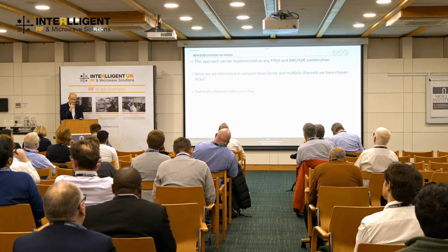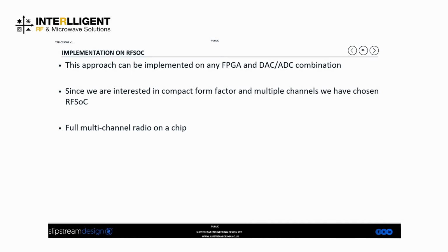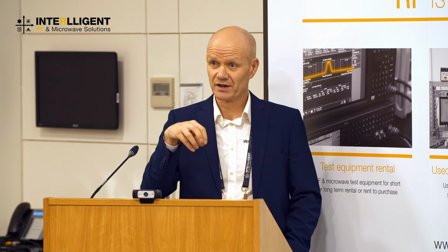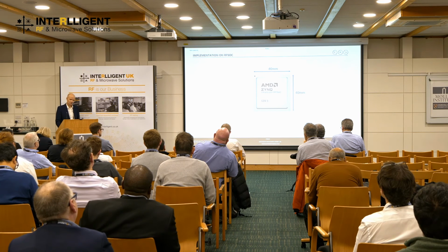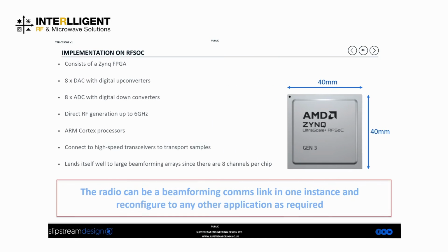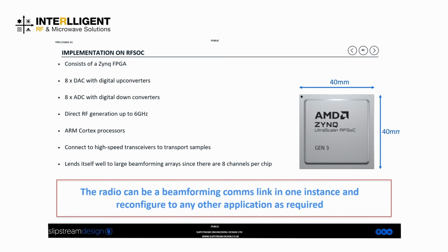So this approach, talking about how we've implemented it, can be implemented on any FPGA or DAC ADC combination. But since we're interested in a compact form factor and also multiple channels, we've chosen the Xilinx RFSoC, RF system on a chip, which is a full multi-channel radio on a chip. So it's a 40 by 40 package, and there's quite a lot going on inside the package. There's a Zynq FPGA in there, eight DACs, eight ADCs all running.